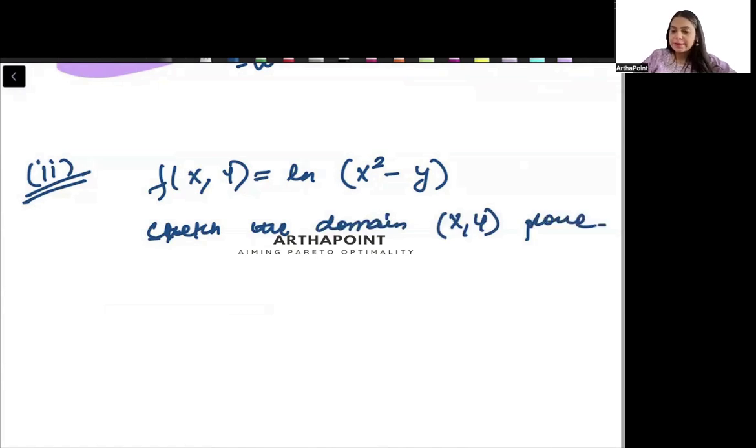So try to see that, first of all, the function is ln(x square minus y). Now, log is only defined for positive values. So whatever is coming inside the log should be strictly positive. So I require x square minus y to be strictly positive.